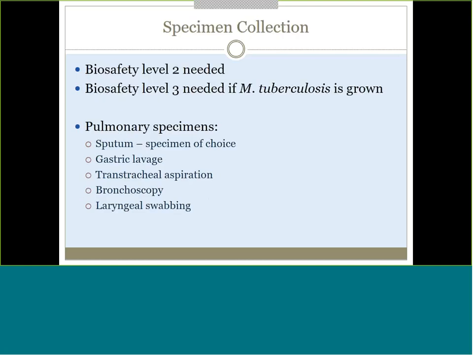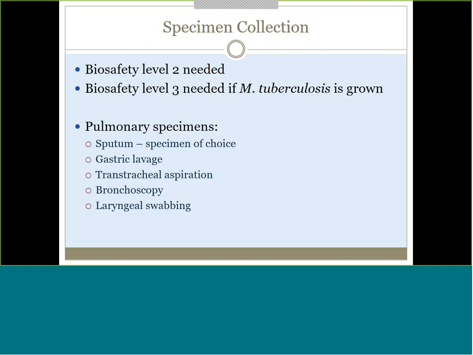All right, specimen collection. Definitely need a biosafety level 2 for most of them. If you think you've got tuberculosis, you better be working with a level 3. Remember, the majority of hospitals have a level 2 hood. Those that work with more at-risk organisms like tuberculosis or brucella need a level 3, where it's all enclosed and you put your hands in through the glove things.